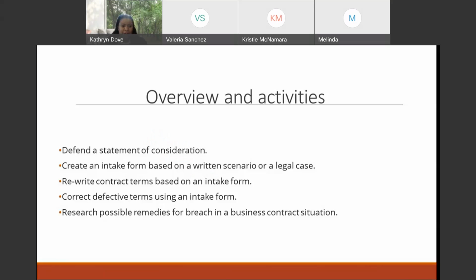We're going to talk more about paralegals creating an intake form based on a client's written contract scenario. We're going to rewrite contract terms based on the intake form. We're going to correct defective terms using the intake form. We're going to research possible remedies, what our client's remedies are when our client has been in a breach of contract situation.